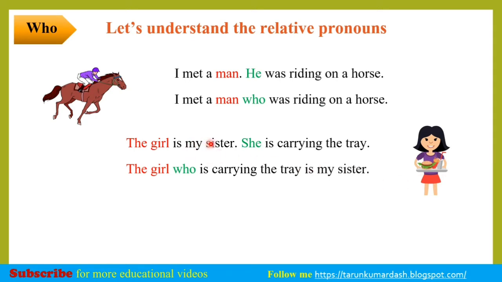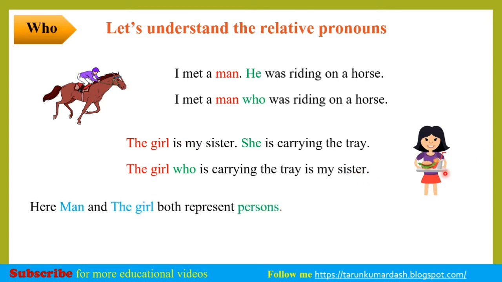So here is a confusion. Why did I just split the sentences here and use these sentences here? So I can say that we are giving more information about the girl. As you know, the relative pronoun generally comes after the noun. So we used here the full sentence here. Next we can add up to here. So the girl who is carrying the tray is my sister.